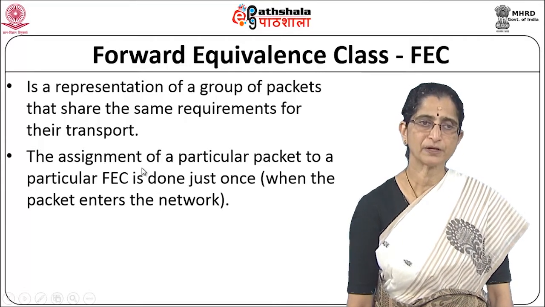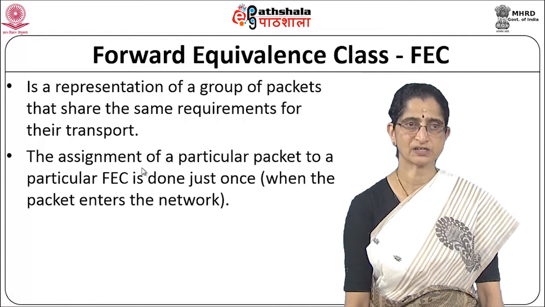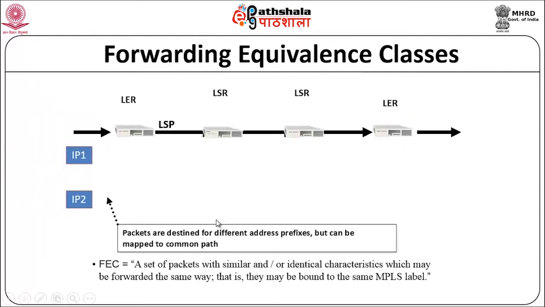And the assignment of a particular packet to a particular FEC is done just once, that is when the packet enters the network. So for instance, if you have 2 packets IP1 and IP2, they are actually meant for 2 different destinations, but let's say they require the same kind of treatment. That is, they can be mapped to the same common path. Their address prefixes are different, but we would like them to go through the same common path. So what do we do? We assign both of them the same label. IP1 is assigned the label L1, IP2 is also assigned the label L1 based on the fact that their forwarding equivalence classes are the same.